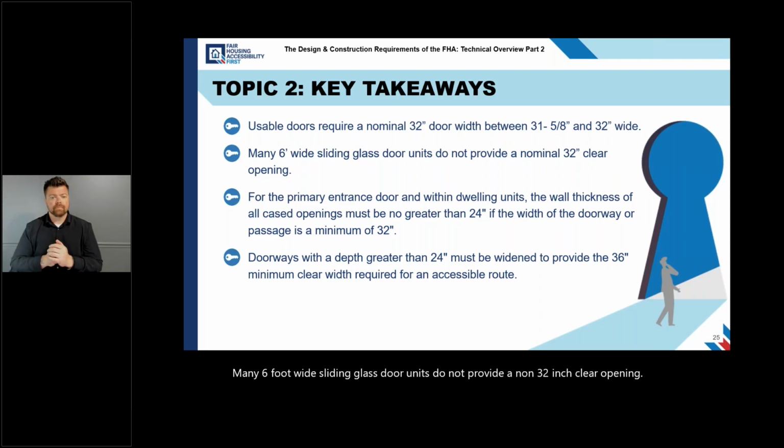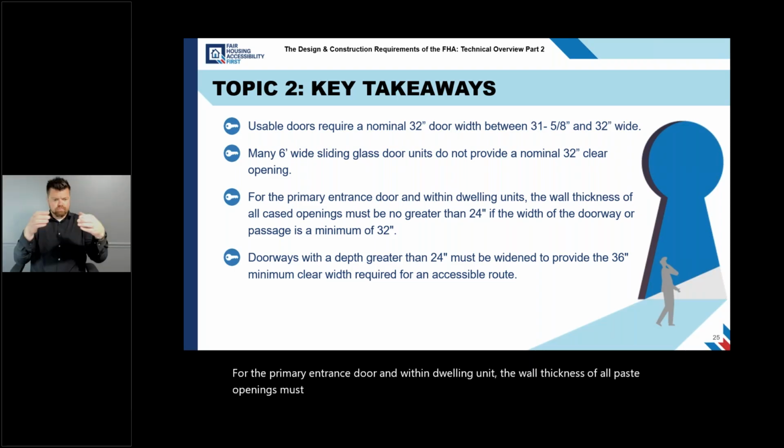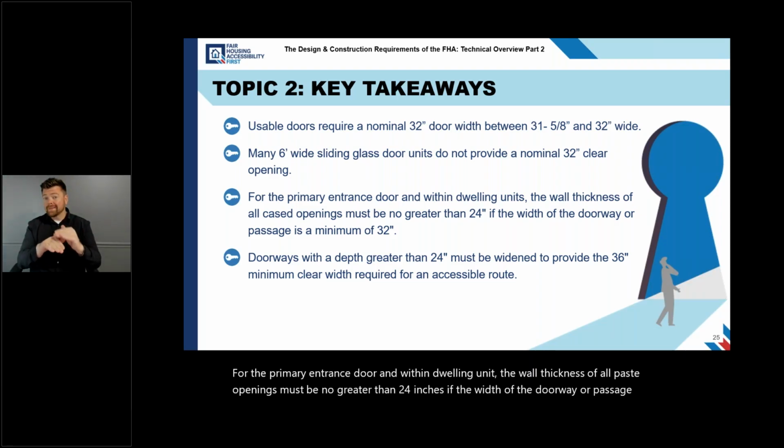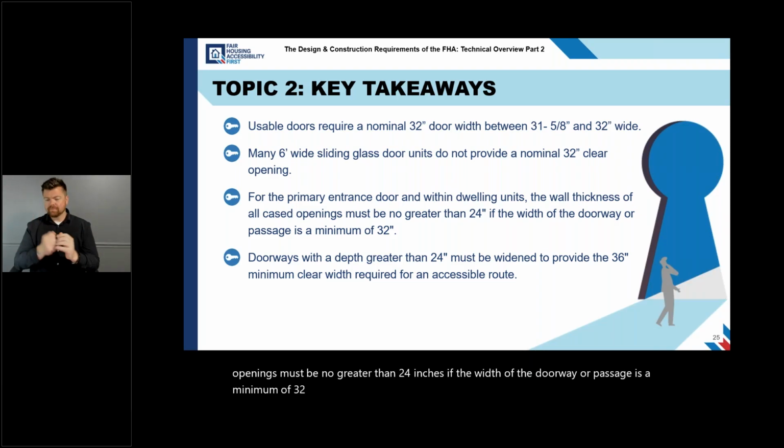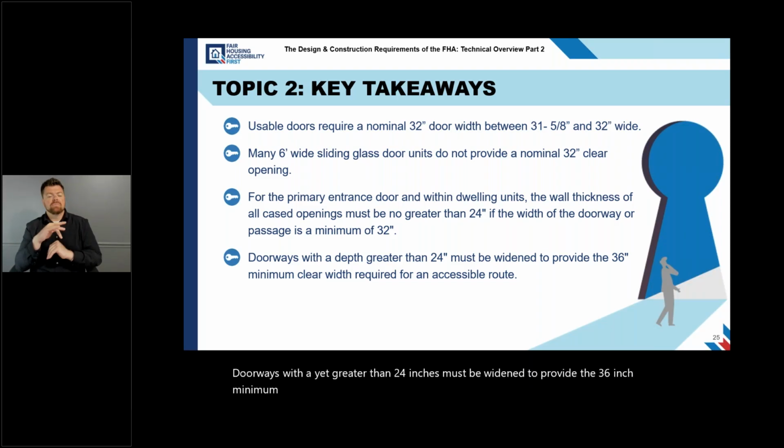For the primary entrance door and within dwelling units, the wall thickness of all cased openings must be no greater than 24 inches if the width of the doorway or passage is a minimum of 32 inches. Doorways with a depth greater than 24 inches must be widened to provide the 36-inch minimum clear width required for an accessible route.